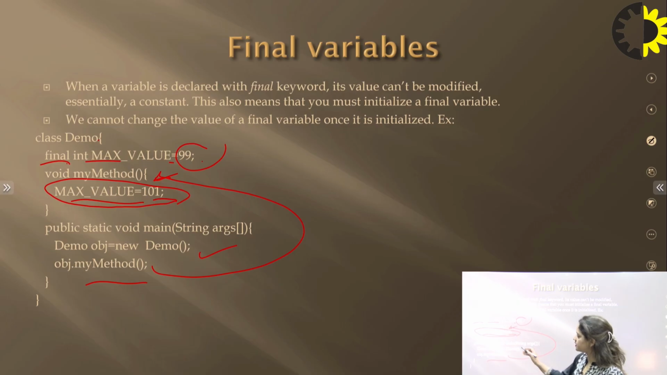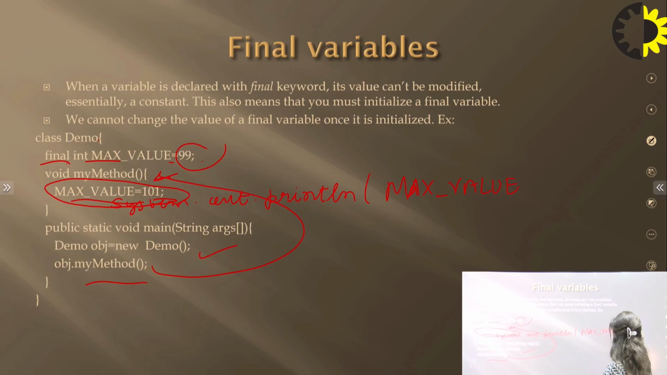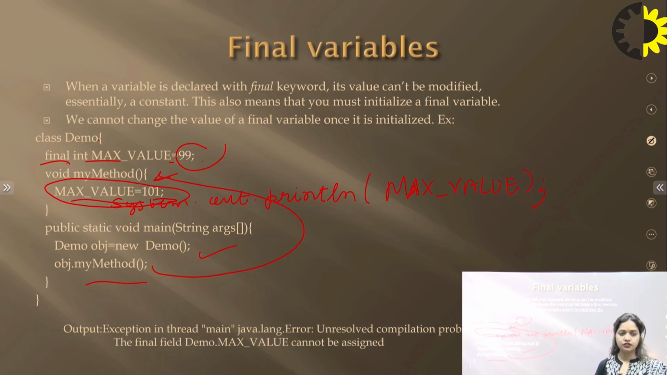Here one printing statement is missing. We can write here system.out.println, and we can print the value of this max underscore value. When we want to execute this statement inside this my method, in that case a compilation error will occur. And what is this compilation error? That this max value is declared to be a final variable and its value cannot be changed. This is the compilation error we are met with.